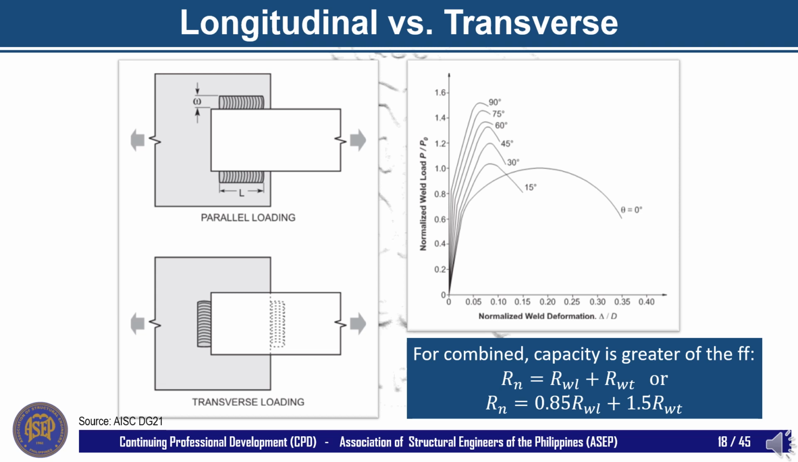Now, when combining longitudinal and transverse welds into a weld group, the difference in deformation capacity between the two does not permit the full strength of both welds to be achieved simultaneously. With that, the two welds must be strained in a compatible manner. The AISC specification addresses this issue by permitting the use of the greater of the two equations shown in this slide.